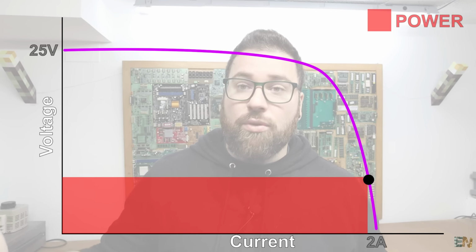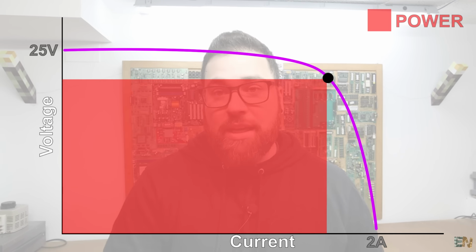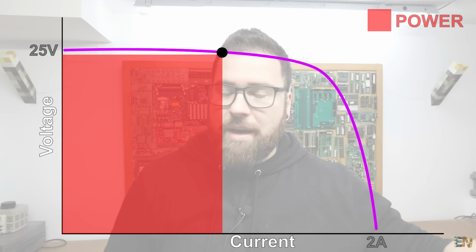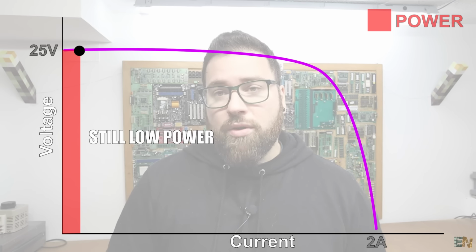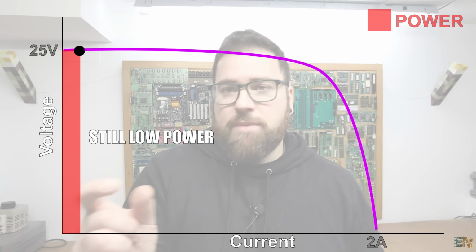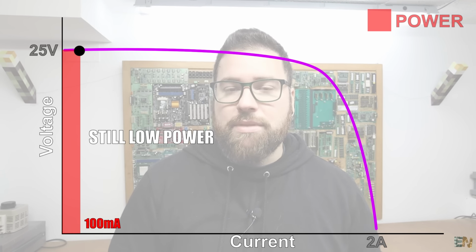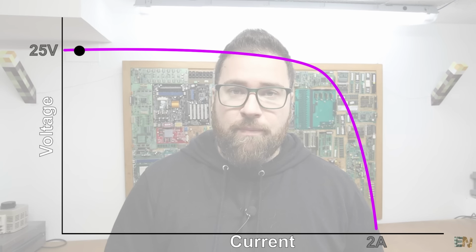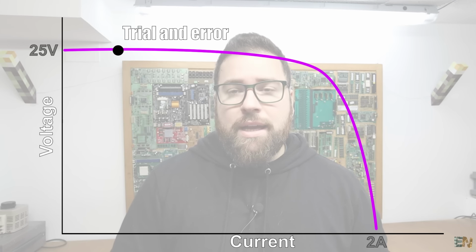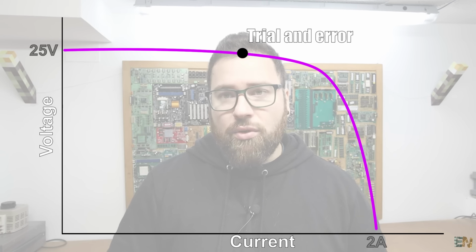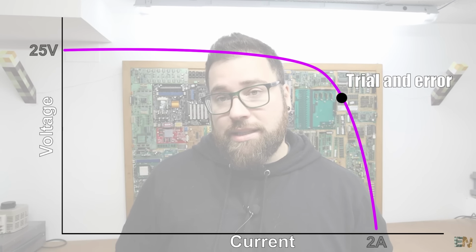But at the same time, if you lower the current too much, even if you have the maximum voltage, which in my example was 25 volts before, you still get a low power, because 25 volts times a very small current, maybe 100 milliamps, still equals a very low power. So what the MPPT will do is basically just trial and error, and each time it measures the current and the voltage, and with that calculates the power.